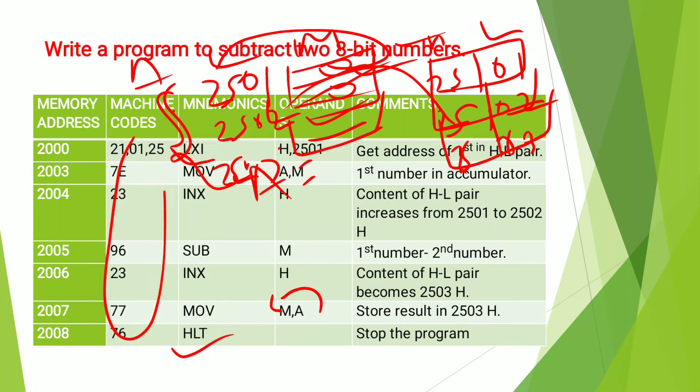These are the machine codes for the mnemonics and these are the memory addresses.